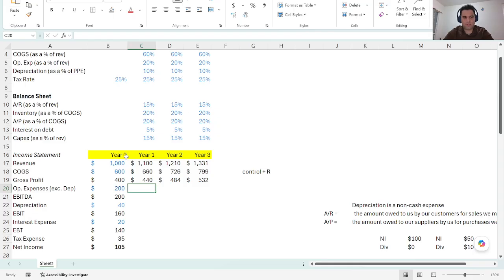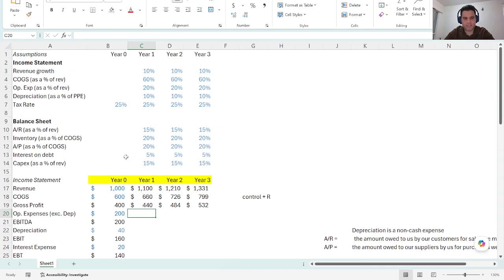Okay. So similarly, we can forecast the operating expenses, excluding depreciation. It's given as 20% of revenue. So revenue times 20%. I can spread that to the right. My EBITDA is again going to be gross profit minus operating expenses, which excludes depreciation. Depreciation, for me to calculate depreciation, it's as a percentage of property, plant, equipment, which means that I can't proceed further unless I have forecasted the PPE line item on the balance sheet.